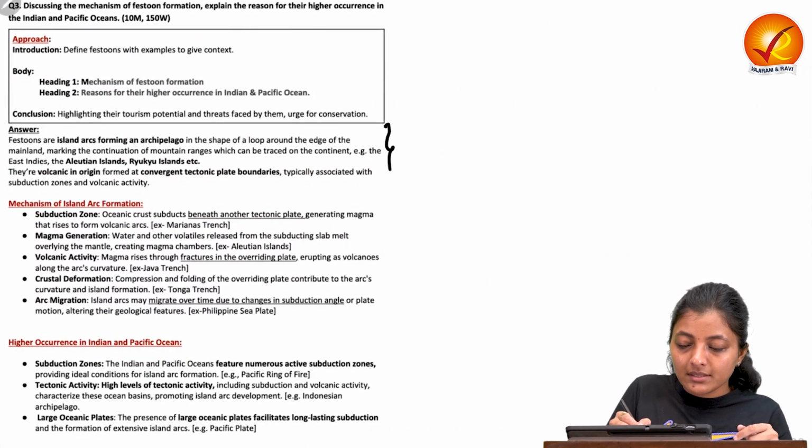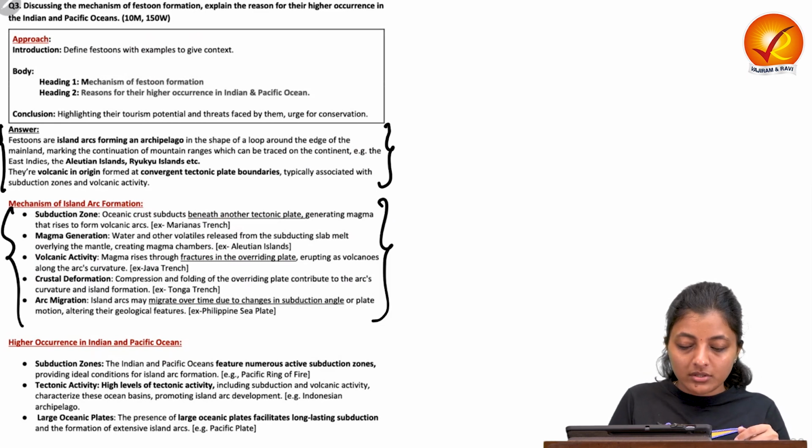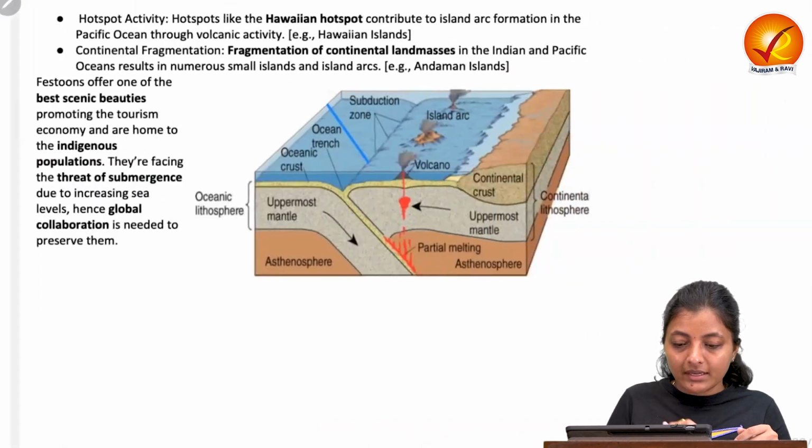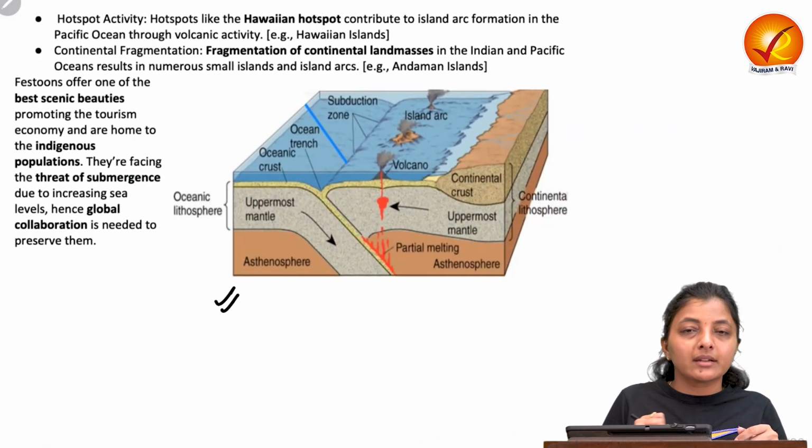Moving on to the model answer, starting with the definition, then the mechanism of island arc formation, then the higher occurrence, why there is a higher occurrence, then finally the conclusion.